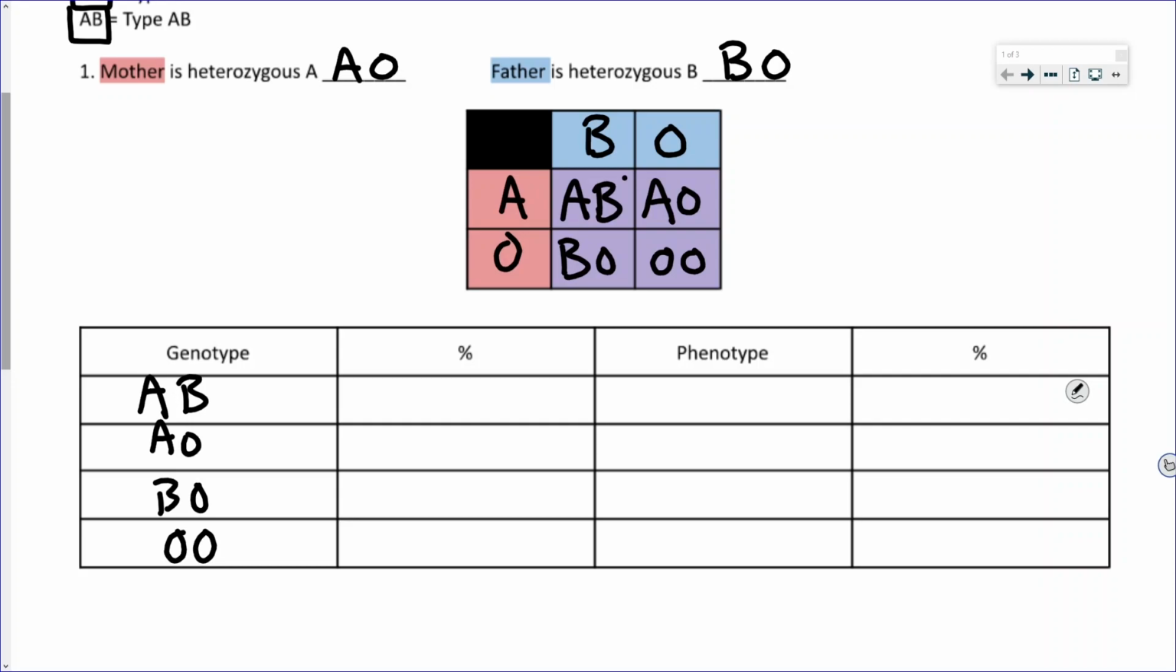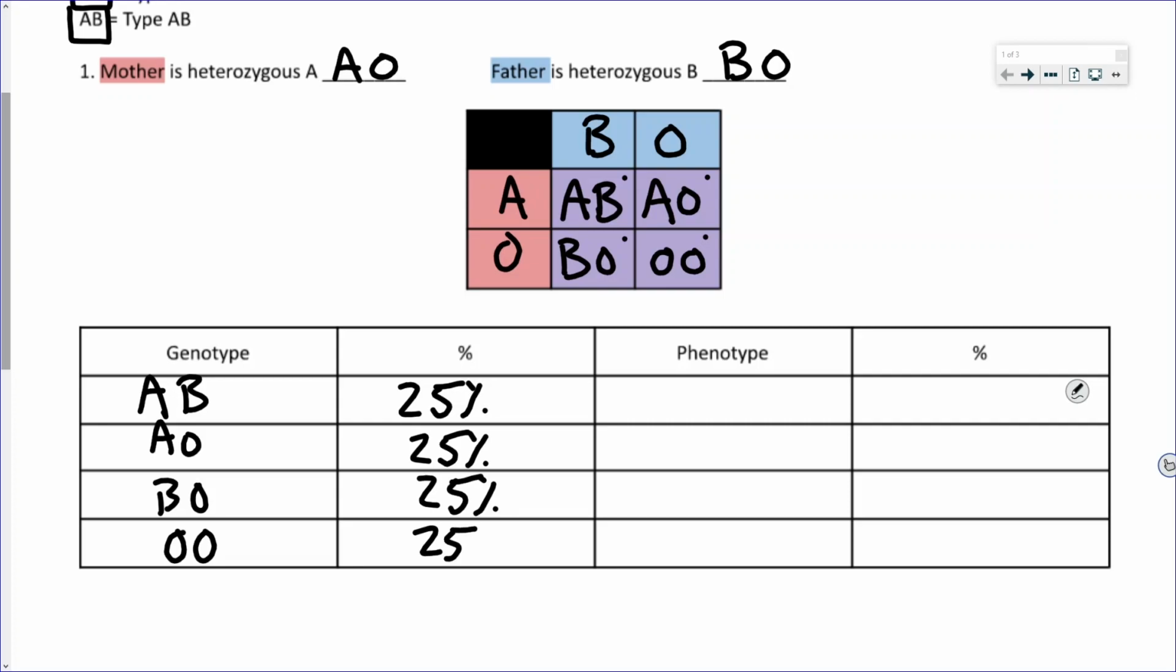AB is at 1 of 4, so 25%. AO is 1 of 4, or 25%. BO is 1 of 4, or 25%. And then OO is 1 of 4, or 25%.